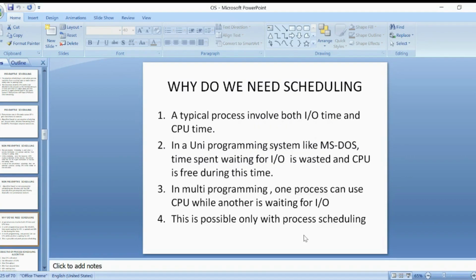Now coming to why do we need scheduling? We need scheduling because a typical process involves both input output time and CPU time. In a uni-programming system like MS-DOS, time spent waiting for input output is wasted and the CPU is free during this time. In multi-programming, one process can use the CPU while another is waiting for input output. This is possible only with process scheduling.